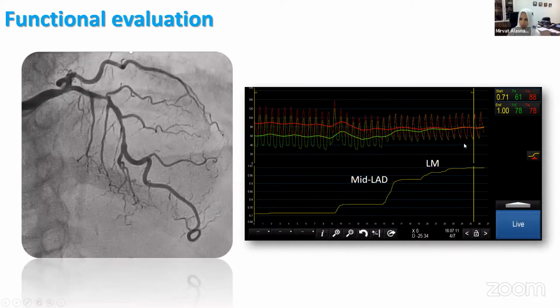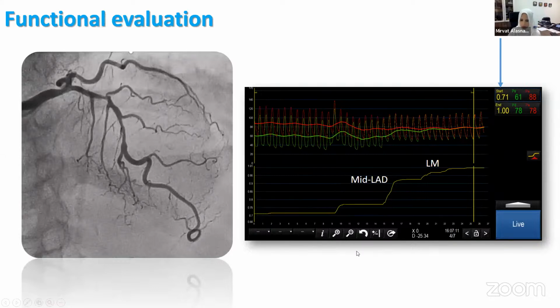FFR was done, and as you can see over here, the FFR in the mid-LAD was actually 0.7, and on pullback, when we were back in the left main, it was 1, suggesting that the left main was actually not significant, and we could leave it alone and address the long segment in the LAD. But that tells you about the functional significance of the lesion that you see in the LAD.